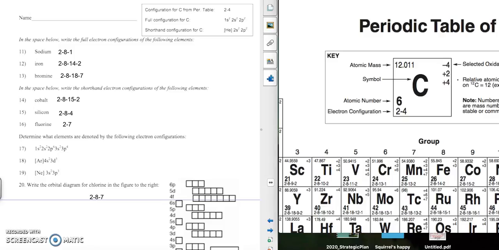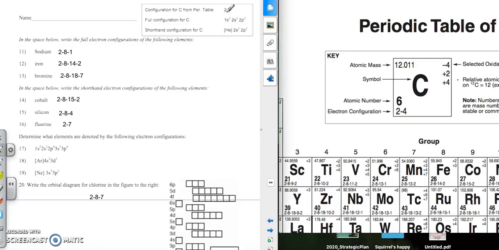I think this is the back side, but regardless, we have these questions that are trying to show you the key: the configuration for carbon from the periodic table right here is 2-4. The full configuration for carbon is 1s2, 2s2, 2p2. So if we take a look at this, put my pen here.